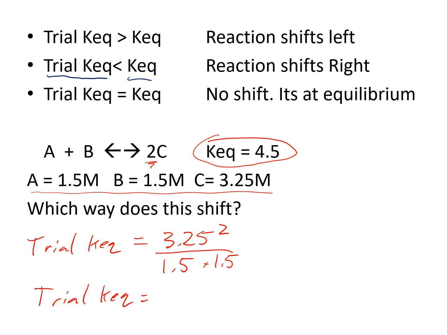And so I take my trial KEQ, and I go 3.25, square it, divided by 1.5, and again, I get 4.69. So my trial KEQ is a tiny bit too big. And that means since my trial KEQ is a little bit big, it's going to be shifting to the left. Okay, so it's going to shift towards the reactants. So shifts left.